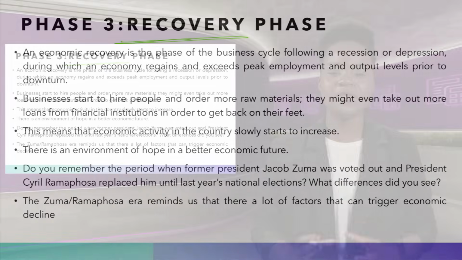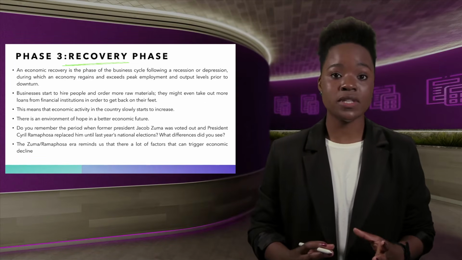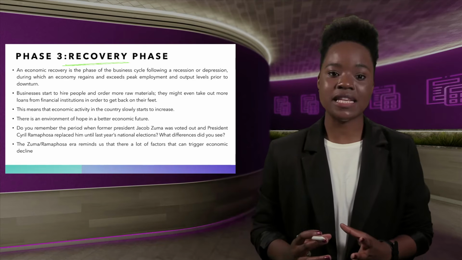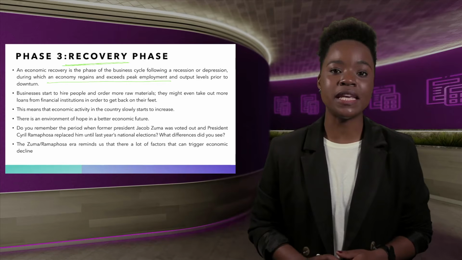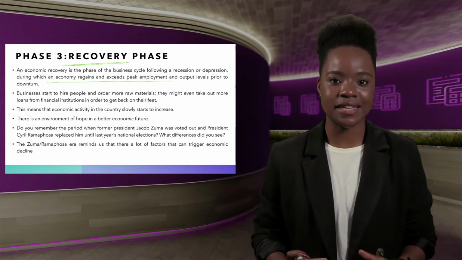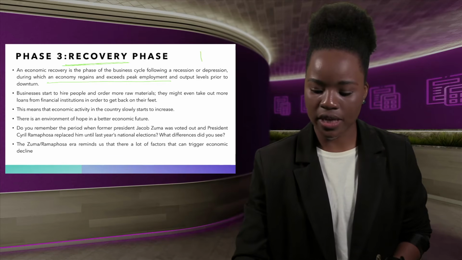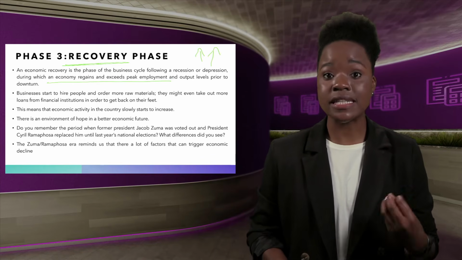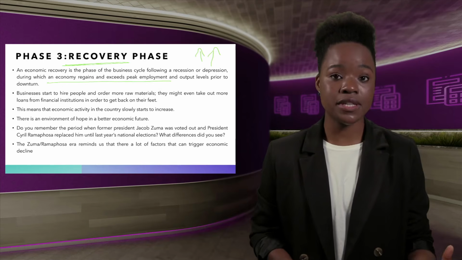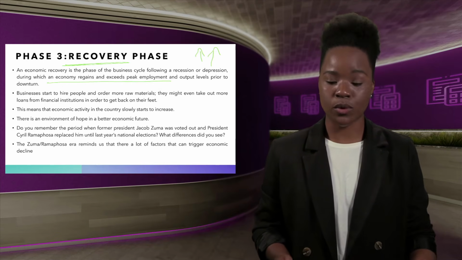Here, the recovery phase of the business cycle follows a recession and a depression, and this is where the economy regains and exceeds peak employment. So finally, things are looking up. And here we look at things such as employment increasing, inflation decreasing, interest rates decreasing, so households and businesses can borrow from the banks.